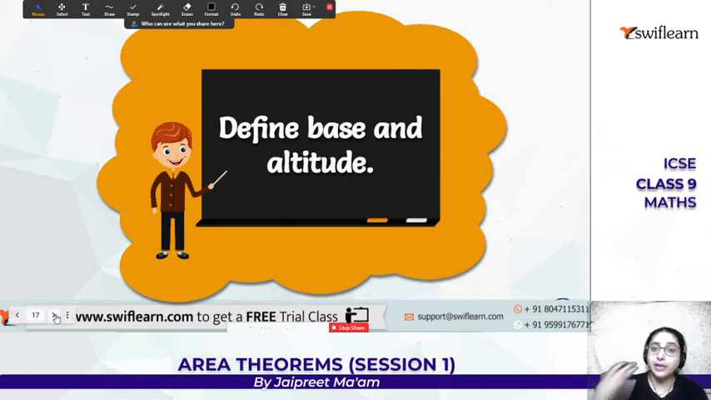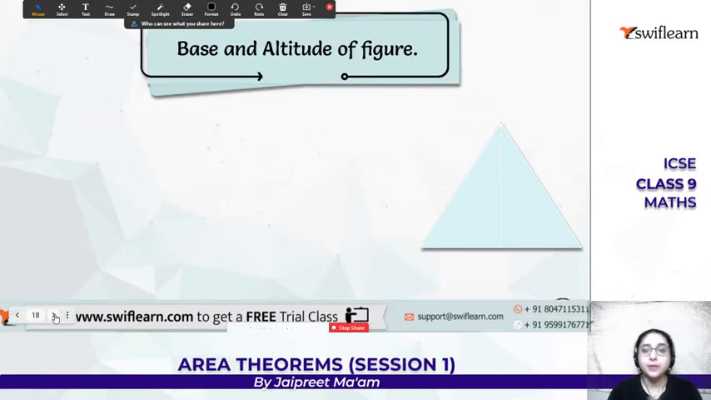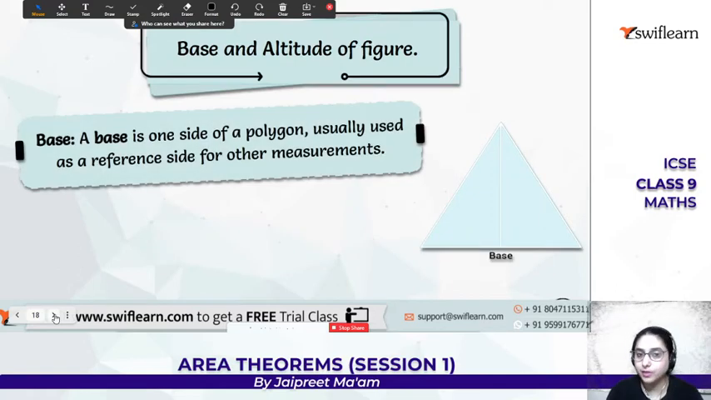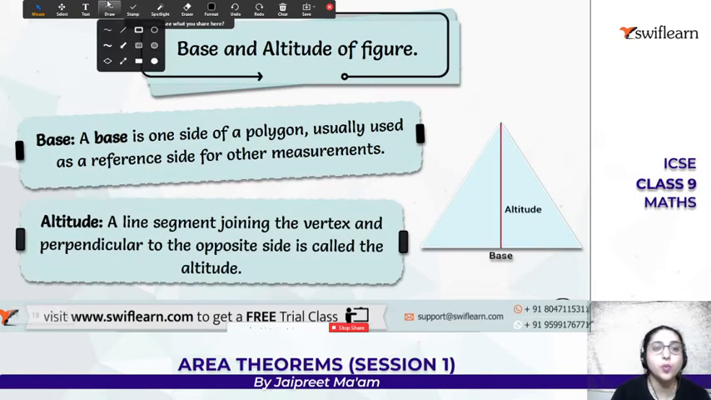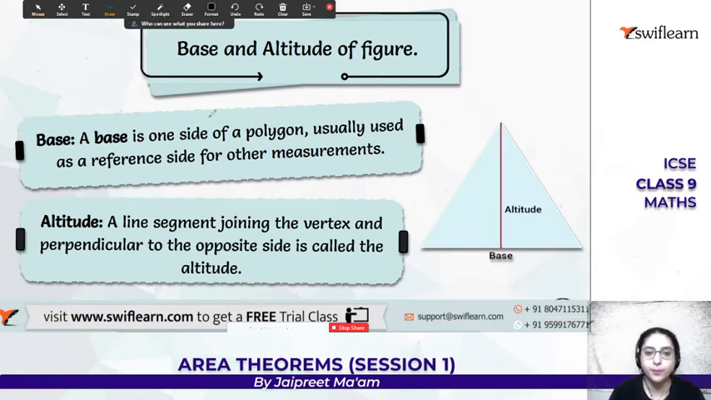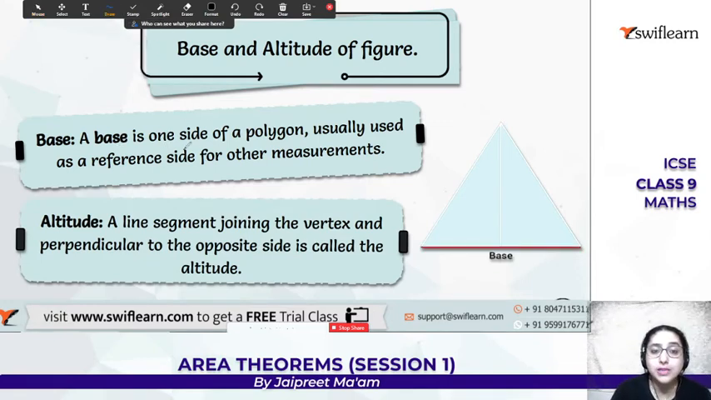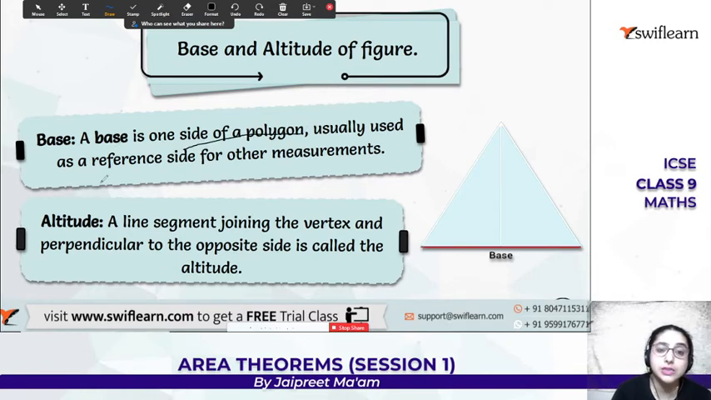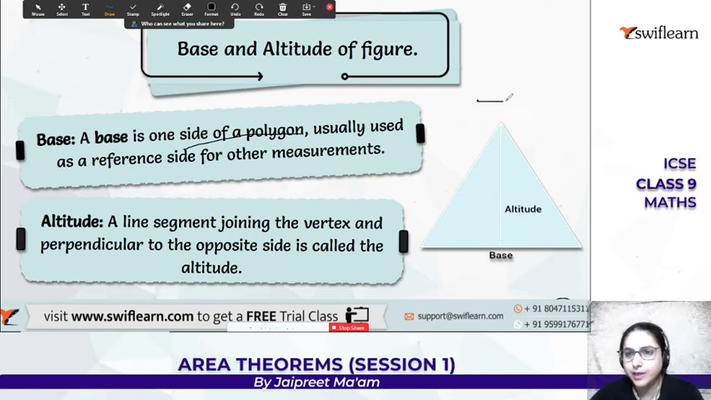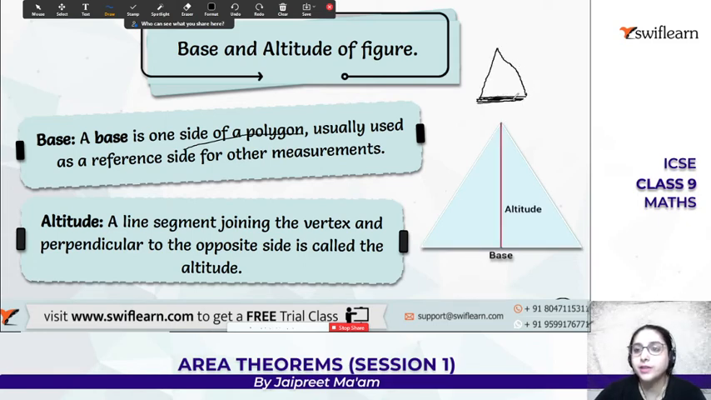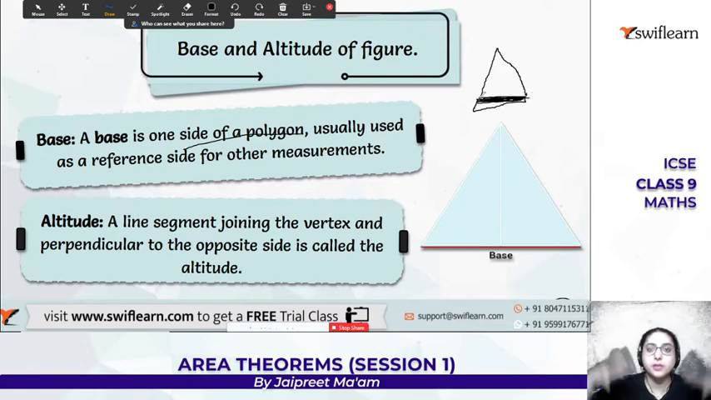For area terms, we should know what a base is and what an altitude is, right? So let's take a figure. This is a rectangle, and let's try to understand what a base is and what an altitude is. A base is one side of a polygon, usually used as a reference for measurement. So for example, this is a base, on which the rectangle is drawn. For example, the base of a house is what the house is built on.